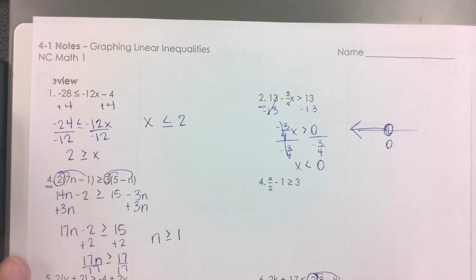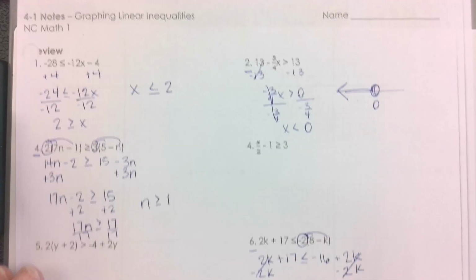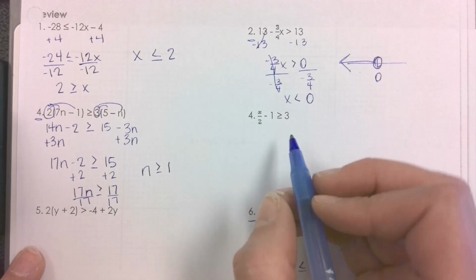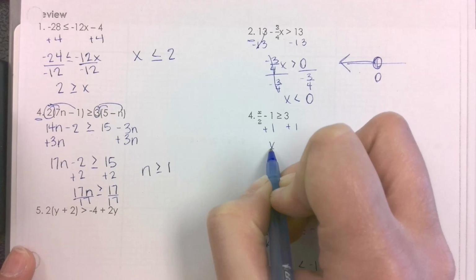All right, looking at number 4. Preston, what's the first thing that we should do there? We got to move that 1 because it's not even touching x, yes? So instead of minus 1, what are we going to do? Add 1 to each side. Then you've got x over 2 greater than or equal to 4.